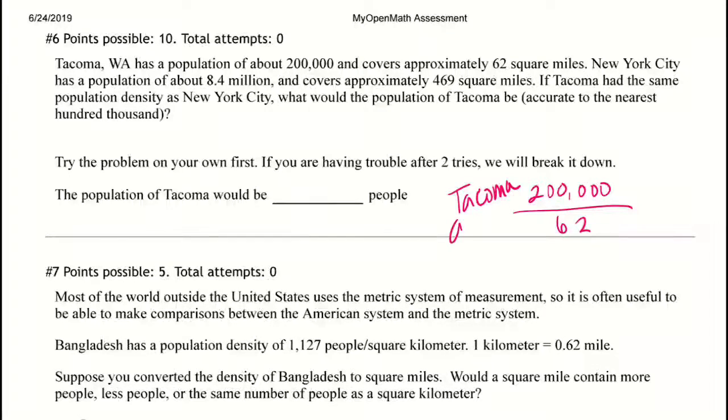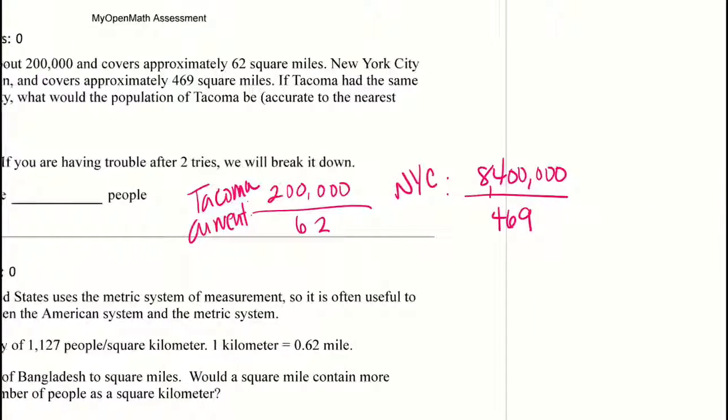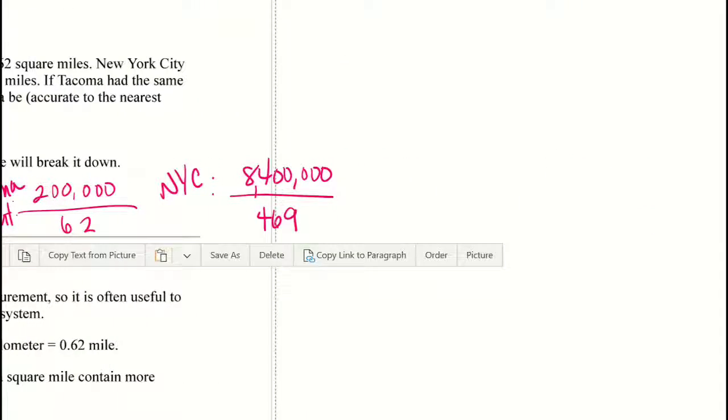Next, we would want to find the New York City one. So we want to compare the current Tacoma to the current New York. So New York, you would take that 8.4 million. So remember that decimal becomes the comma. Add enough zeros to make the million. And then divide it by the square miles of New York City.